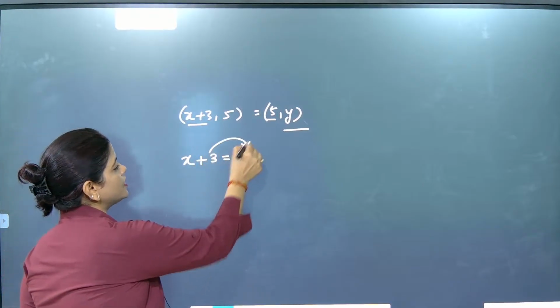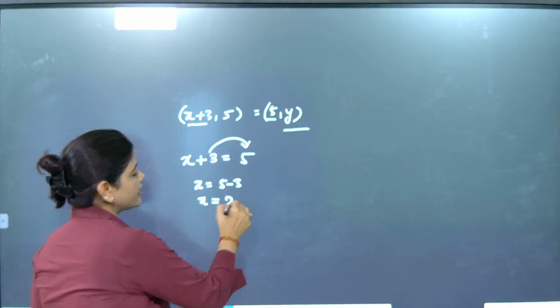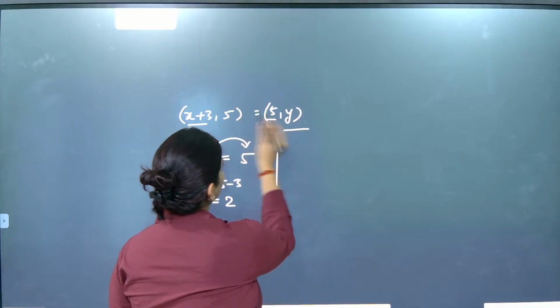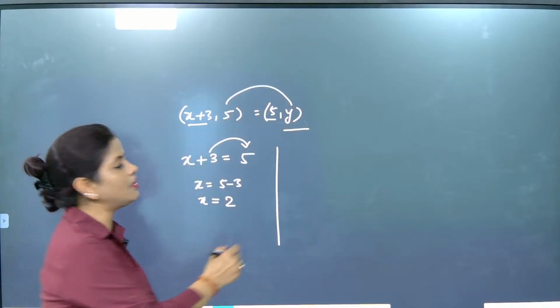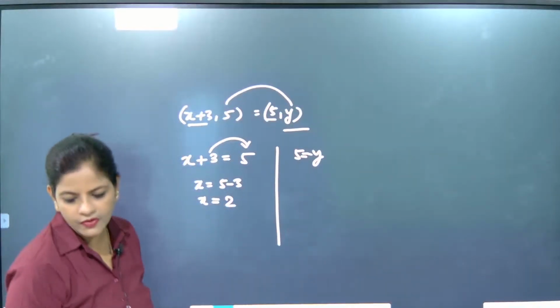Now let us shift this to this side. It will become 5 minus 2. So x will be equal to 2. Done. Now the next one, the ordinate section. Amrish, what will be the value of that? 5 will be directly equal to y. The value 5 will directly become equal to y.